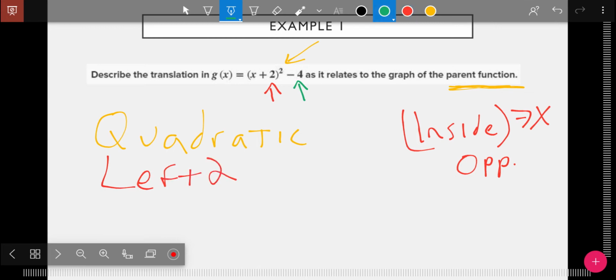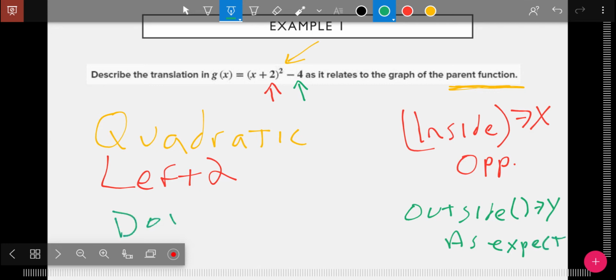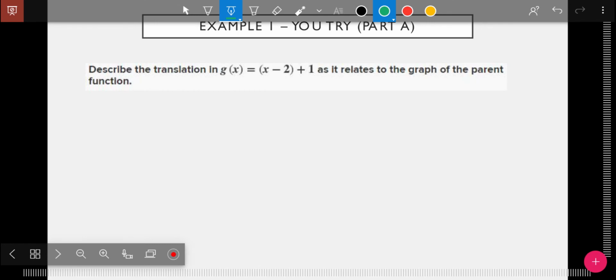The minus 4 is outside parentheses, and so it affects the y, or up and down. It happens as you expect. And so minus 4 would be down 4. You try.